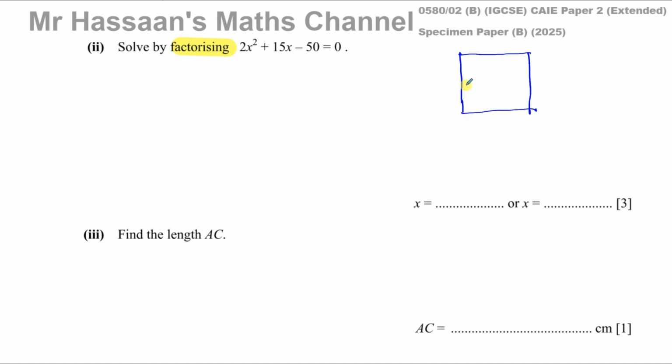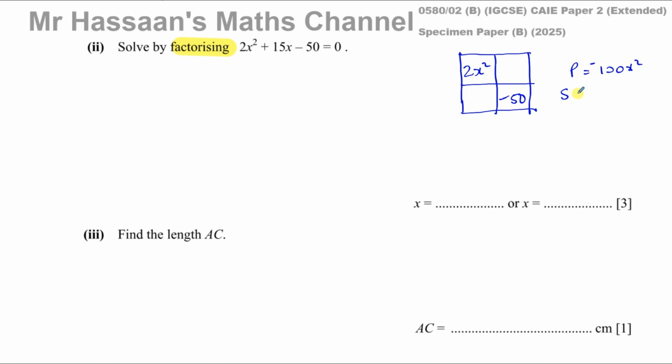I like to do it like this, in a visual kind of way. I will write down the x squared term in the top left and the constant term in the bottom right. So I have 2x squared and minus 50. And I'm going to multiply these two numbers together to give me a product of negative 100x squared.